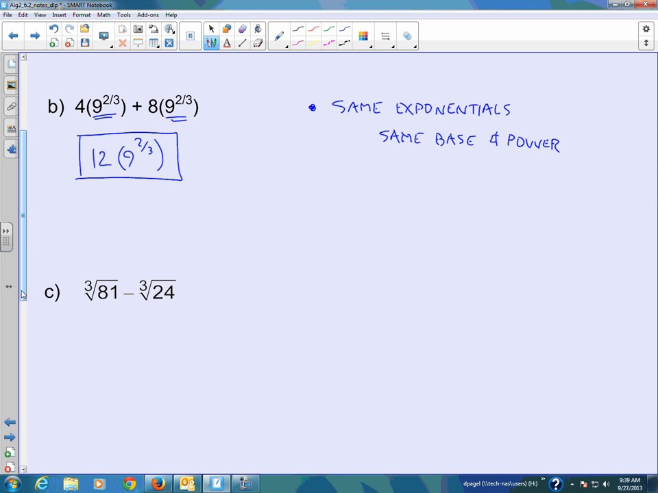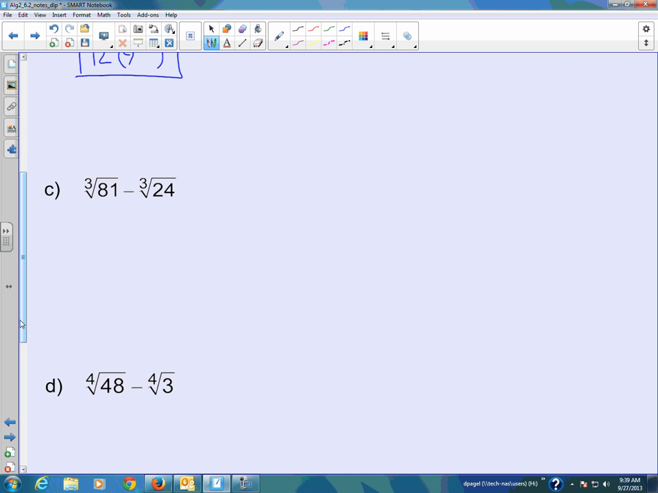Cube roots again, 81 and 24. Now they are not the same. So when we don't end up with something that begins with the same look, we see if we can simplify them by maybe factoring them to make them end up with the same radical. And that's what we're going to do here on C.